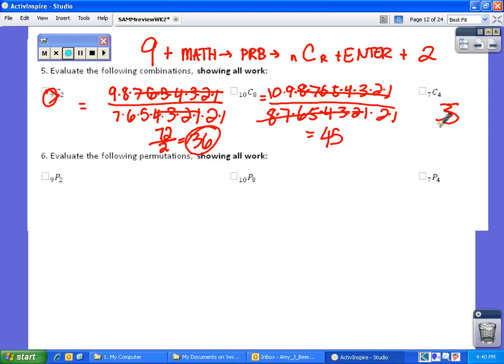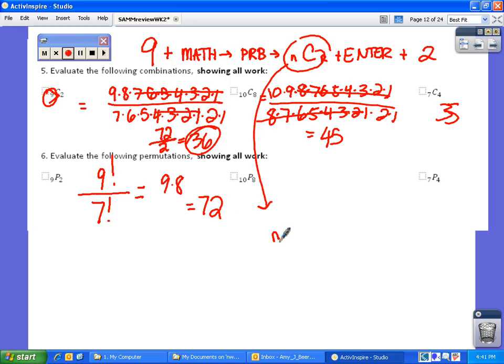Permutation is different. You still have 9 factorial on the top, but now you only have 9 minus 2, or 7 factorial on the bottom. Everything from 7 down cancels out, leaving you with 9 times 8, which is 72. The steps are similar on the calculator, except for instead of choosing NCR, you choose NPR.